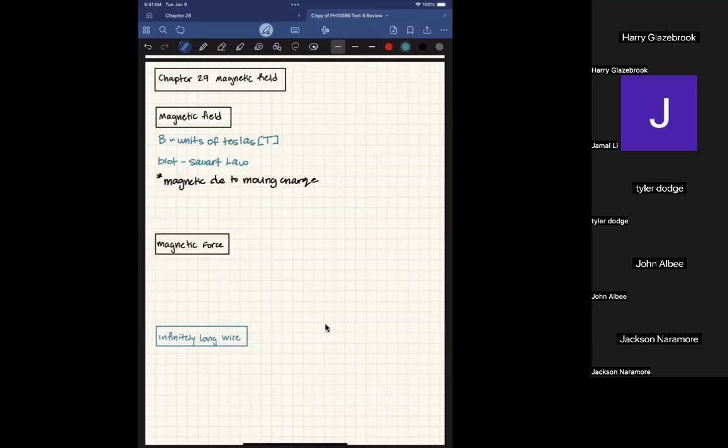So the whole deal with magnetic fields is you can't have a magnetic field unless you have a charged particle that's moving. So if we do have a moving charged particle and we want to find the magnetic field that it's producing, we can find that as mu naught over 4 pi times Q V cross R hat over R squared. And I'm going to go into this in some more detail. Again, this is called the Biot-Savart law.